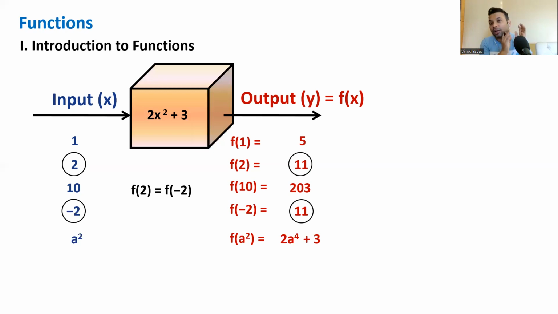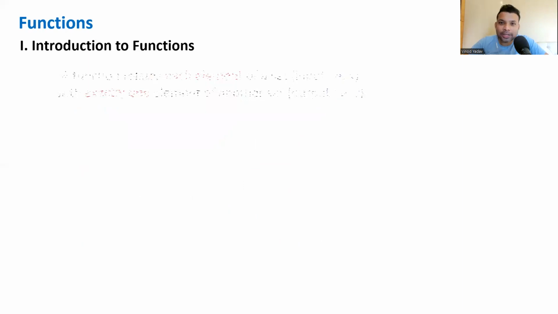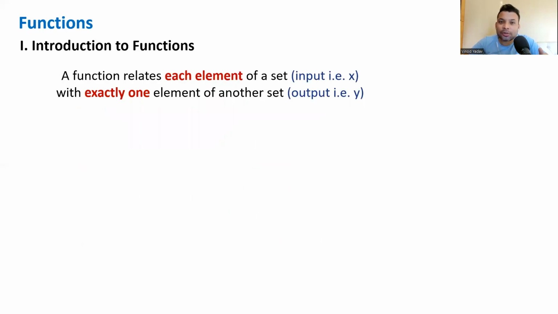In the context of relation, if you remember, it can be called many to one. So the image of 2 is 11, the image of -2 is also 11, which means 11 has two pre-images. Correct. That's absolutely fine. So finally, let's summarize some conditions for any relation to become a function.